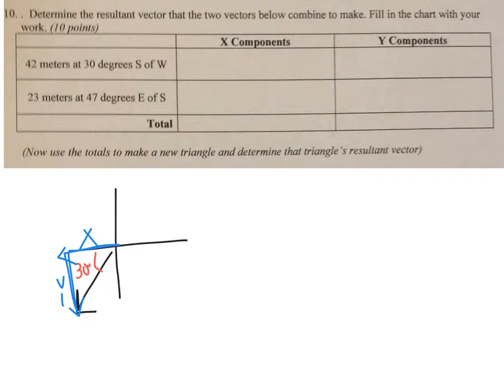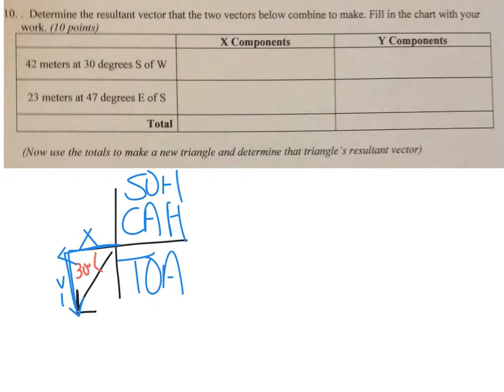Alright, so to find your components, you're going to use sine and cosine. So go back to SOH CAH TOA just to complete the list. So x here is adjacent or touching our angle, so we're going to use cosine for that. So your magnitude of your hypotenuse in this case is 42. So it's going to be 42 cosine, and then our angle here is 30. And then you just type that right in your calculator.